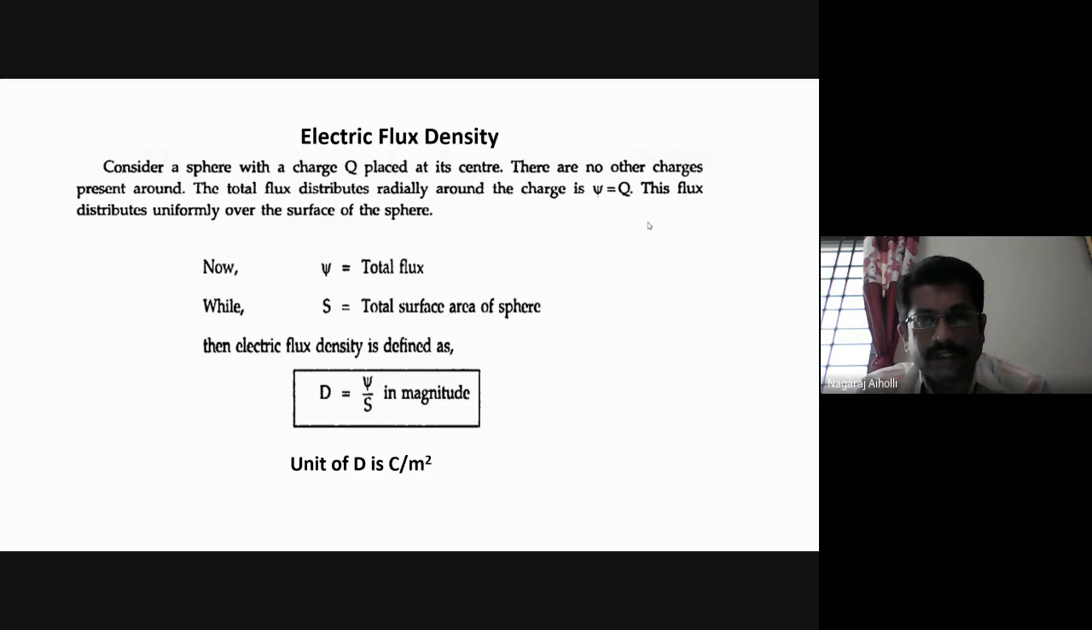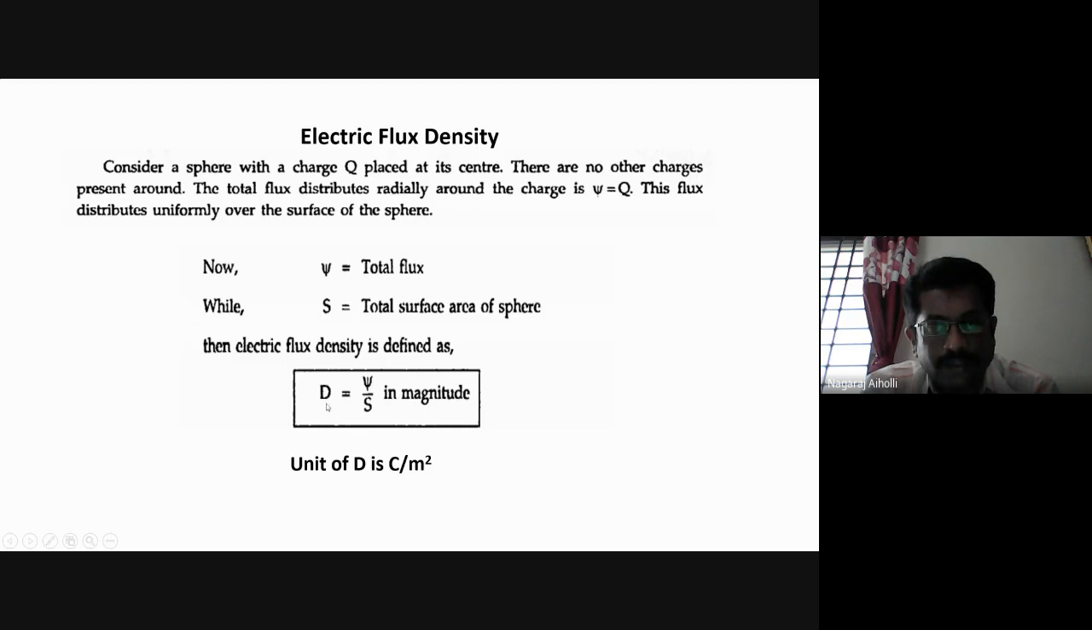That is, we can consider the charge q as though it is a flux, or the flux to be equal to the charge q. This flux now distributes uniformly over the surface of the sphere. Psi is the total flux, and S is the total surface area of the sphere. Then the electric flux density is given by the formula D is equal to psi divided by S, that is, the total flux divided by total area, or flux per unit area. That gives the value of the electric flux density.